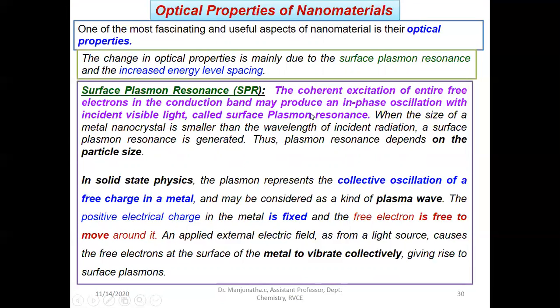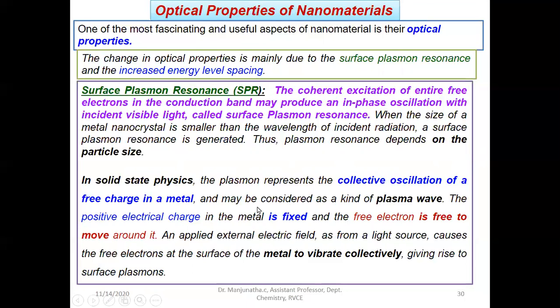Means if you are passing light of about 200, 400, 500 nanometer, and the size of the particles is greater than 600 nanometer, then you won't find surface plasmon resonance. In order to have surface plasmon resonance, the size of the particles should be less than the wavelength of the light that you are passing. Okay.